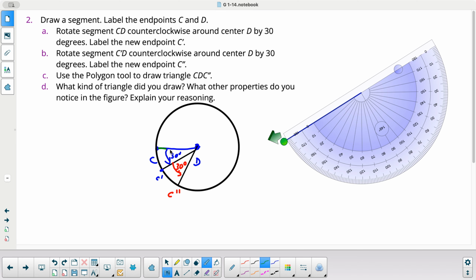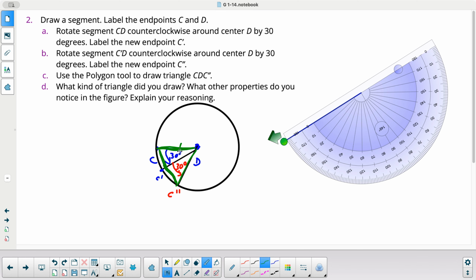So I'll just do it here in green. C, D, C double prime. So it'd be like that triangle, okay? What kind of triangle did you draw? Well, I think it looks like an equilateral triangle.